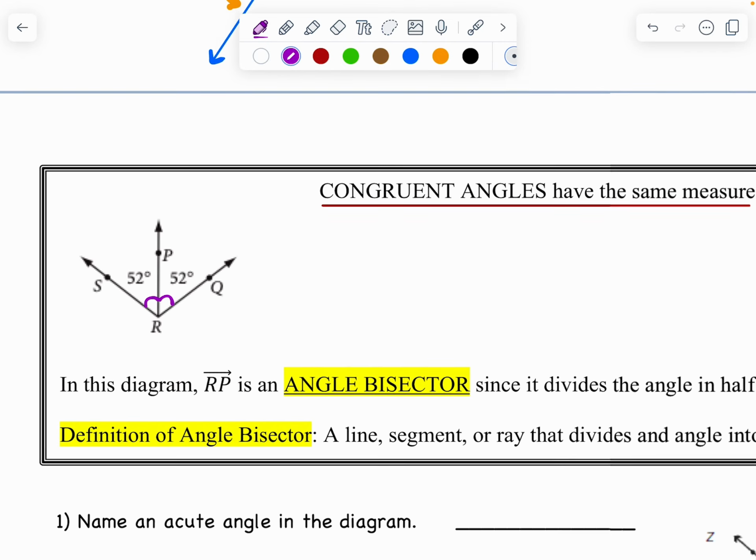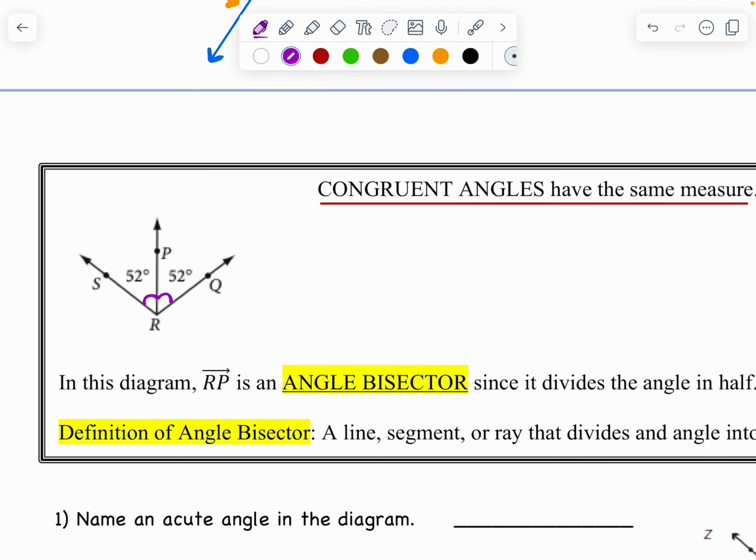Now we need to talk about the proper notation. If I'm just saying that these two angles are congruent, well, that's pretty easy. I just need to name them. So if I'm naming this angle over here, remember, trace it with your pencil, right? So you could either say SRP or PRS.